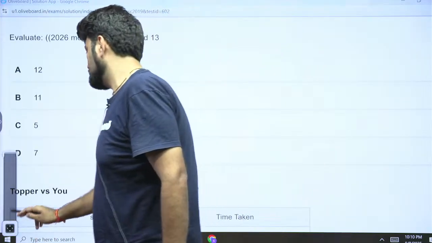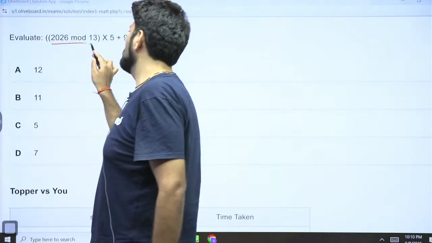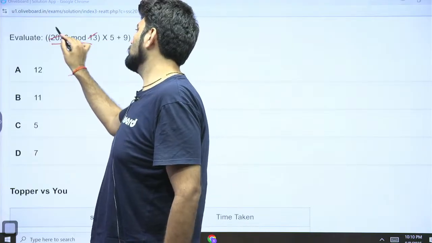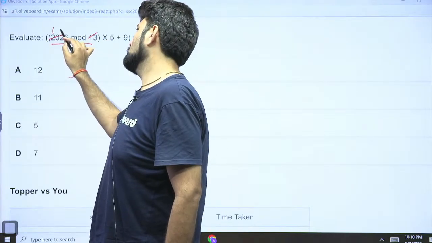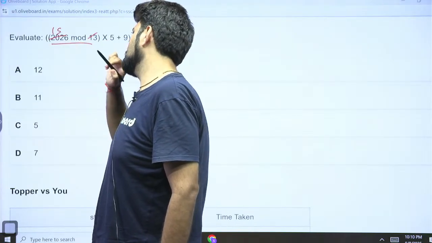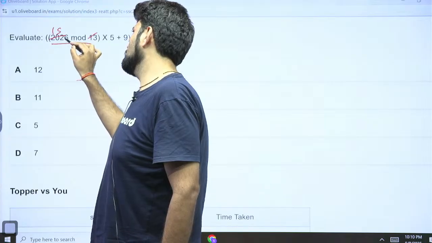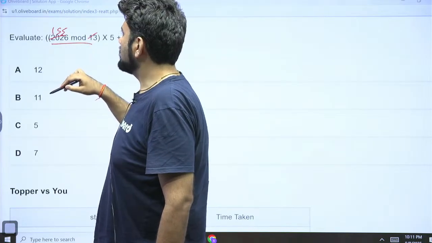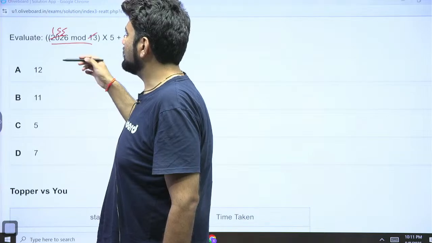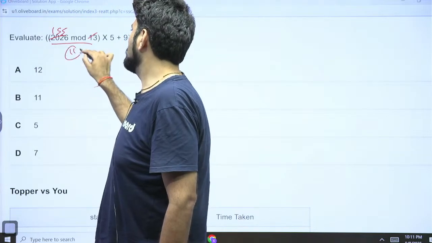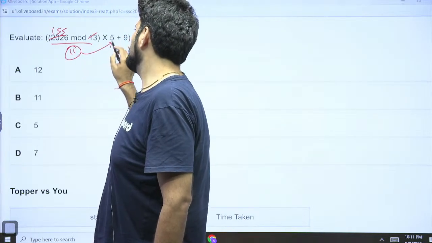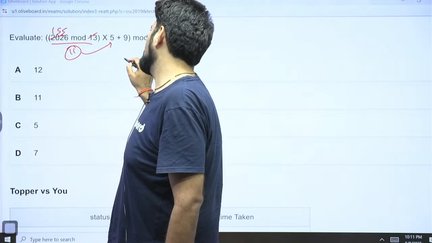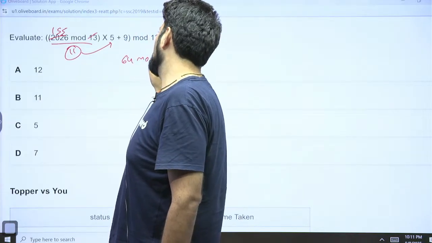Okay, 2026 mod 13. So divide this by 13. This is 13 into 1, 13, 72. 13 5s are 65. 65, 72 is 7. 76, again 5s are 76 and 65. So it's 11. Okay, 11 into 5, 55 plus 9. 55 plus 9 is 64 mod 13.